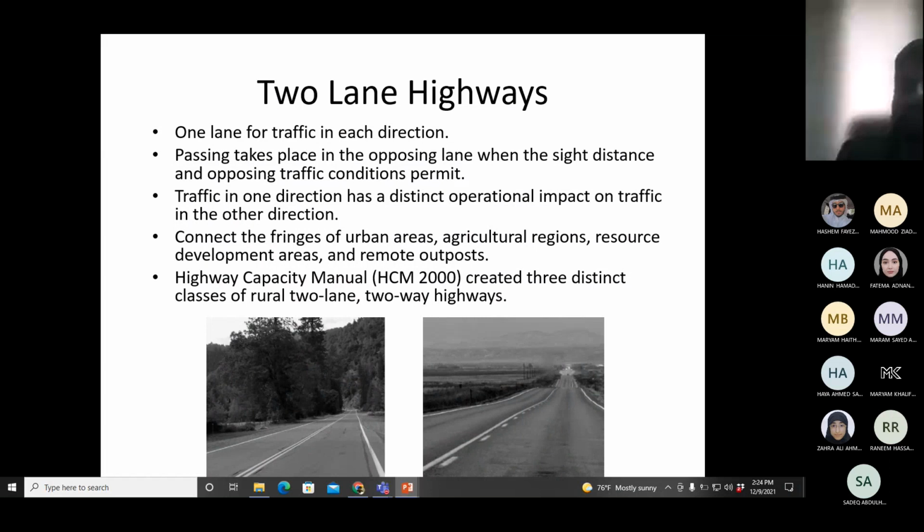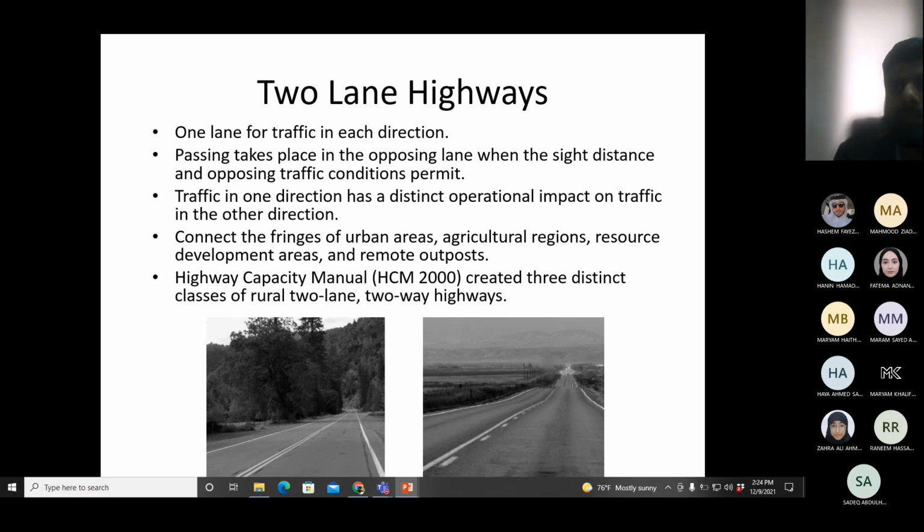the urban areas to other areas. Agricultural regions, it may connect agricultural regions, resource development areas, and remote outposts. Now, look, you can look for the meaning of each one of them. You can Google them, but I will give you the main concept.